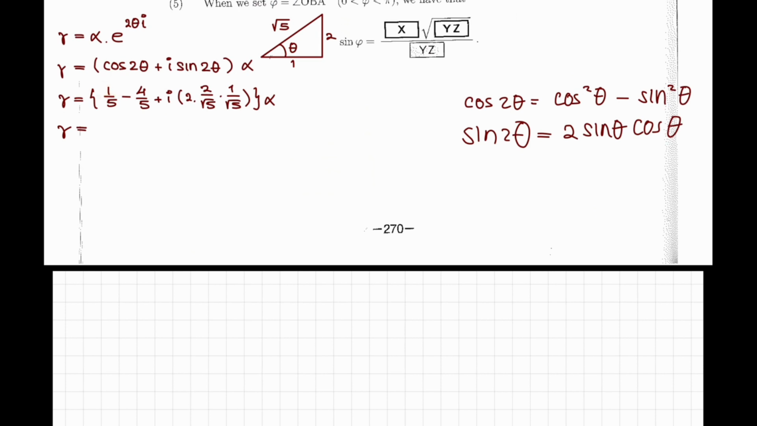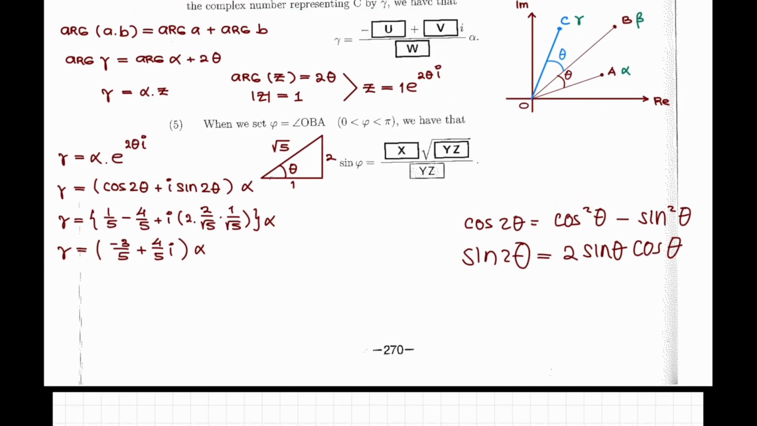1 minus 4 is negative 3 over 5 plus 4 over 5 i times alpha. If you see from this expression, I think we can express this in a single fraction. Then gamma is equal to negative 3 plus 4i over 5 times alpha. From this answer, you can see that we already know the answer for letters U, V, and W. U is equal to 3, V is equal to 4, and W is equal to 5.